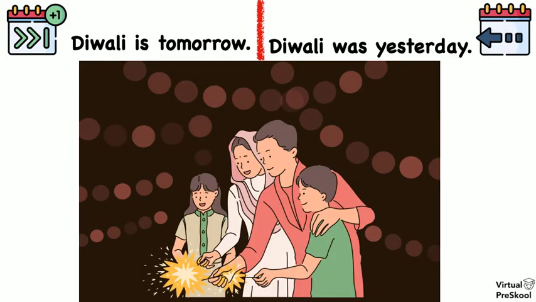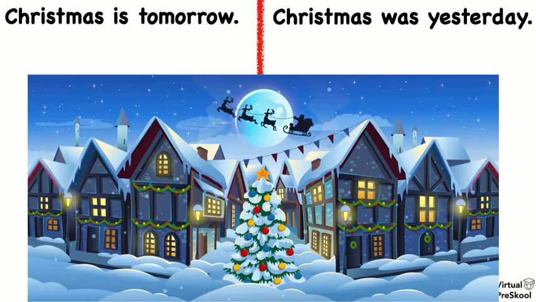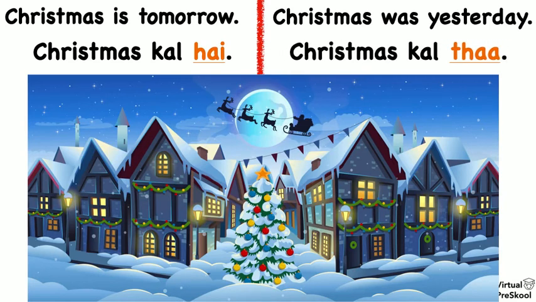So to say Diwali is tomorrow in Hindi, we would say Diwali kal hai. And to say Diwali was yesterday, what would we say? Diwali kal tha. Let's do another example. How would you say Christmas is tomorrow? Christmas kal hai. And how would you say Christmas was yesterday? Christmas kal tha.